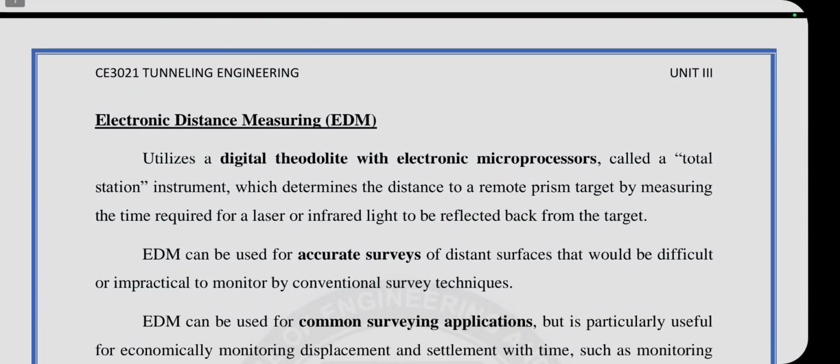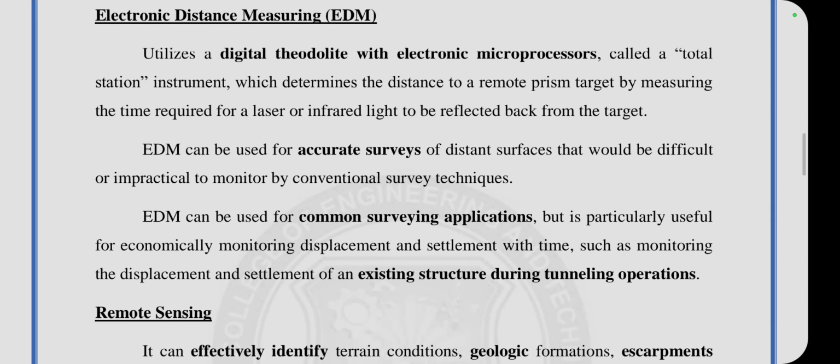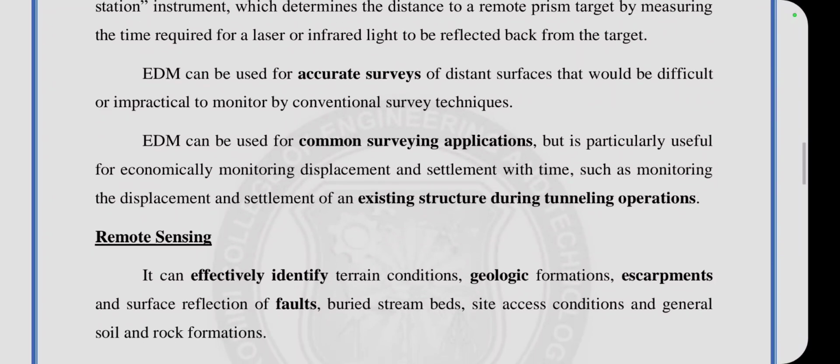Then EDM means electronic distance measuring. It is called a digital theodolite with electronic microprocessor. EDM can be used for accurate surveys, so finding out the conventional survey techniques. EDM can be used for common surveying applications, and for monitoring existing structures during tunneling operations.